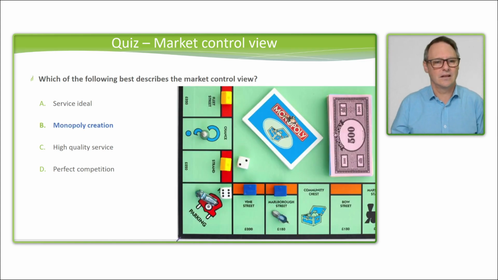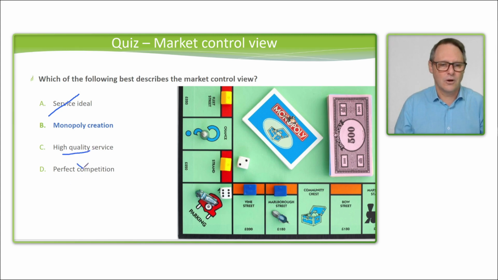So the service ideal is the traditional view of accounting, and that is we act in the public service, we do the right things altruistically. Part of the service ideal is high quality. Perfect competition is not really happening. That's where we are not a perfect competition.